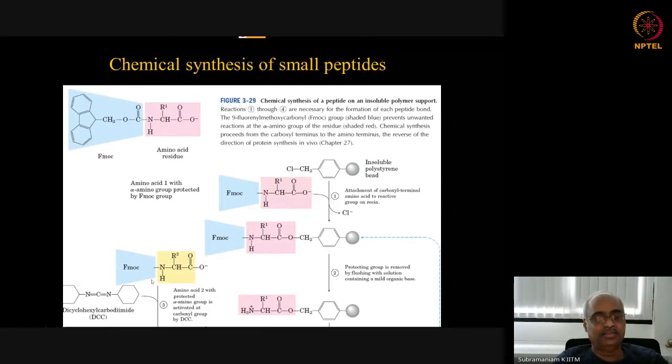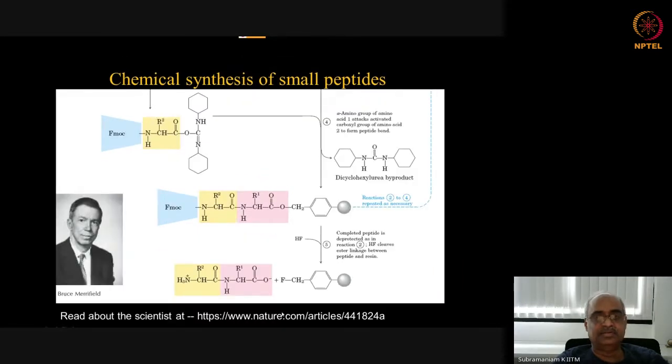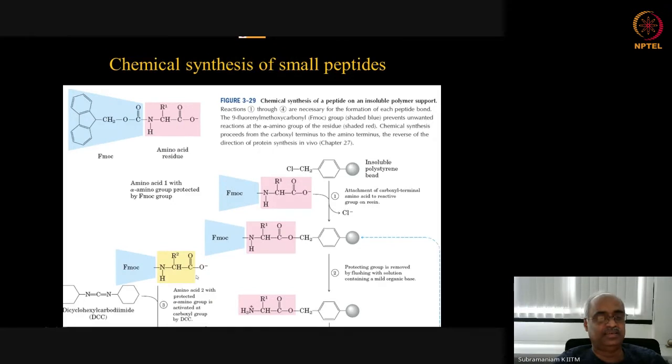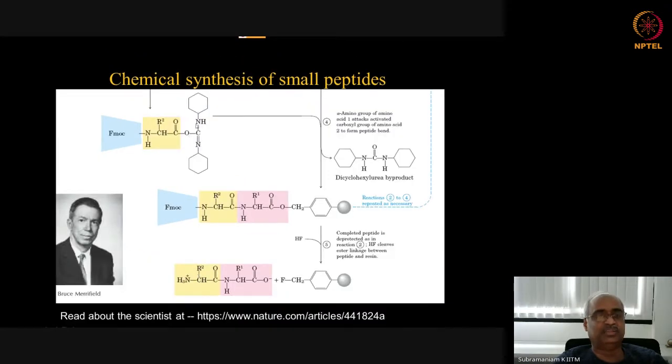One, the next incoming amino acid, its carboxyl group needs to be energized or activated, and that is done by combining with this dicyclohexyl carbodiimide or DCC. The product is there in the next slide. So that leads to the formation of this. Okay, so this DCC reacts with this carboxyl group, and this is a reactive group, and this is remaining protected with the FMOC.